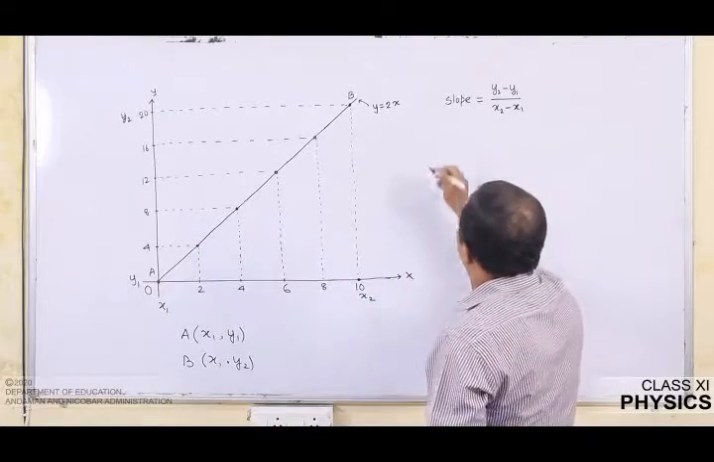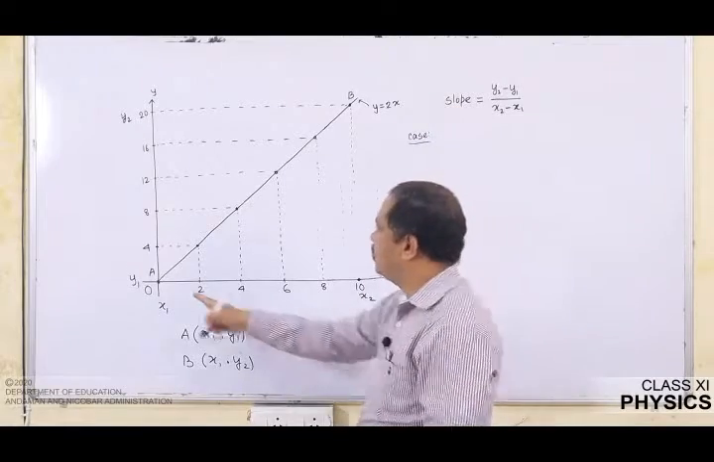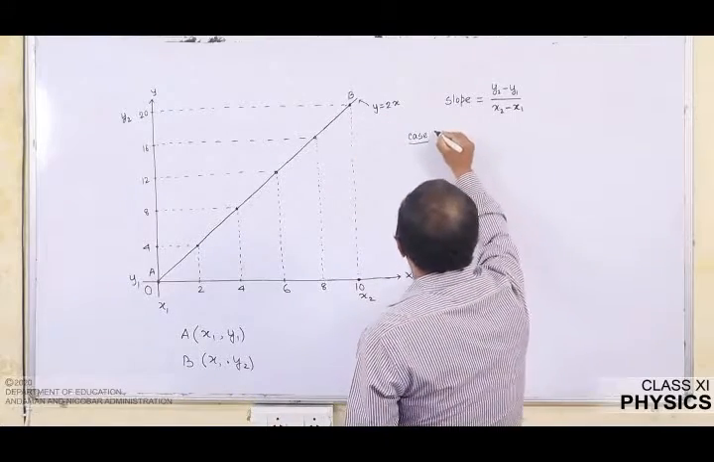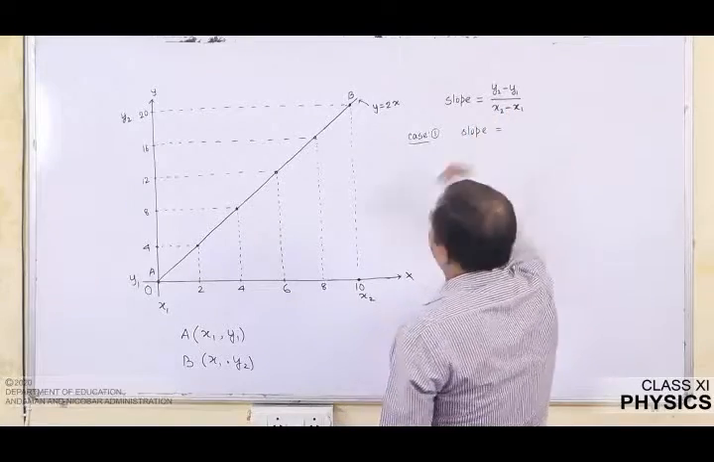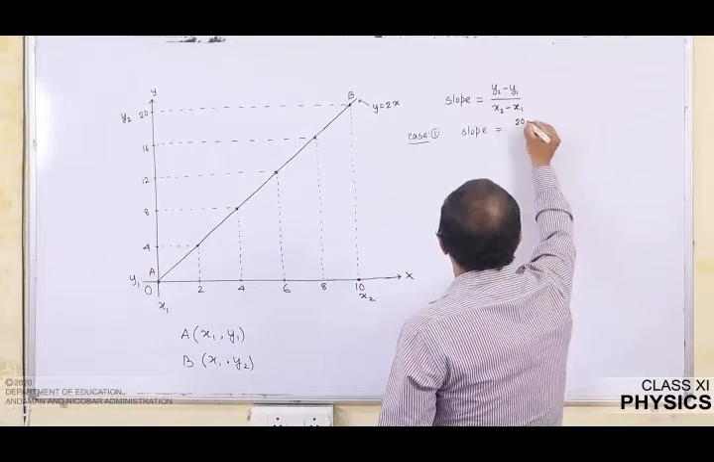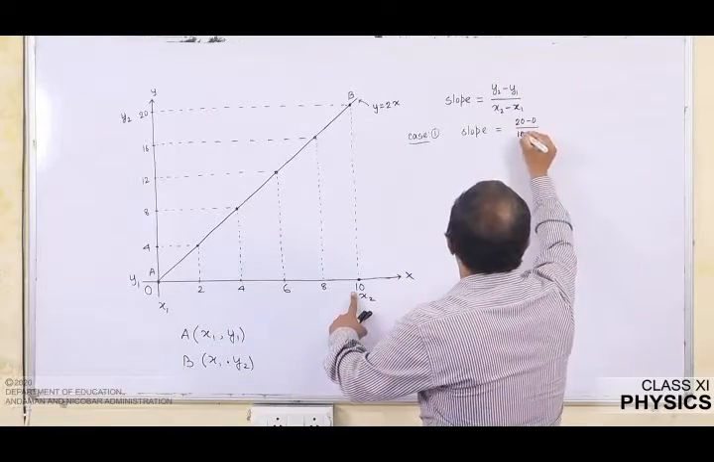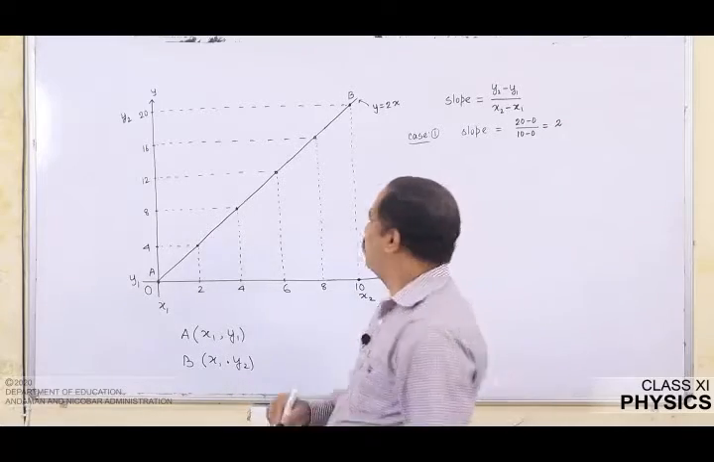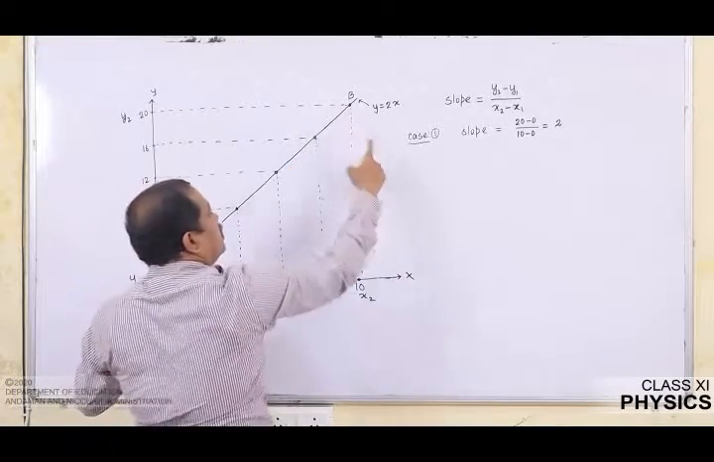In my case 1, I wanted to calculate the slope by considering these 2 points A and B, the 2 points I have taken at the extreme ends. In that case, the slope works out to be: y2 is 20 and y1 is 0. So, I write 20 minus 0 upon x2, which is 10, minus 0, which is nothing but 2. So, I would say that the slope of the line between point A and B is 2.